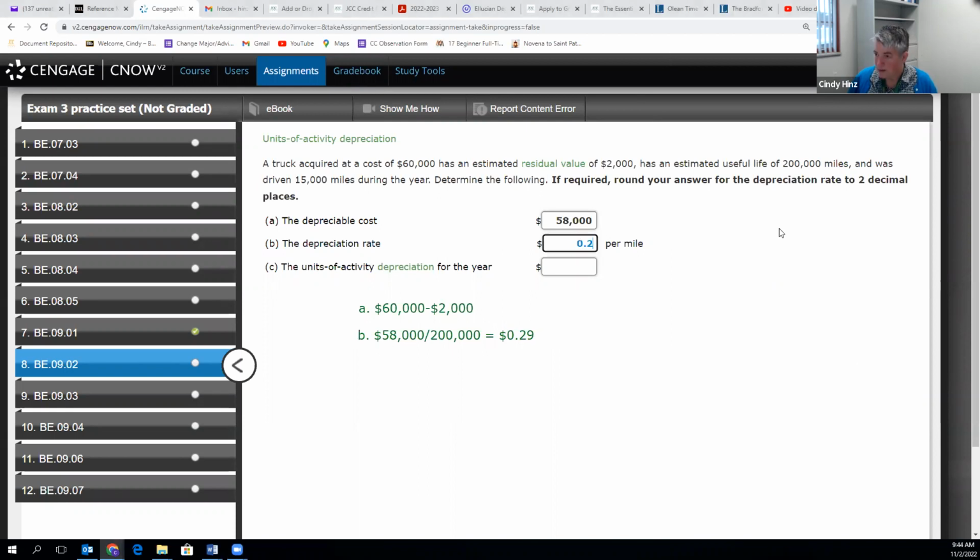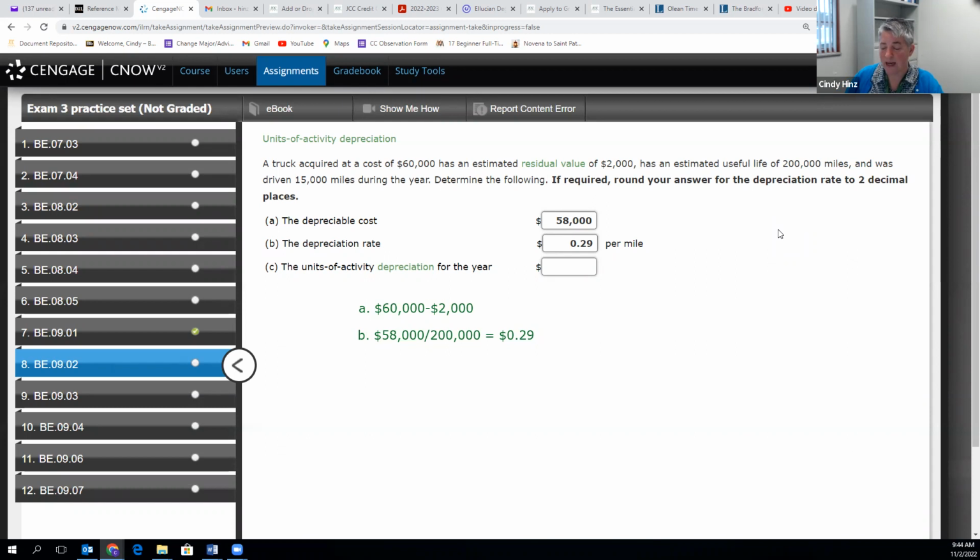And so just like under the straight line method, we could calculate up front, here's how much it's going to cost us per year, 5% of the depreciable cost, or $80,000 like we saw in the last exercise. Here, we can calculate up front before we even start using the truck. We're going to report 29 cents per mile in expense. What makes the units of activity method different is we don't know until the end of the period how much we actually used that asset.